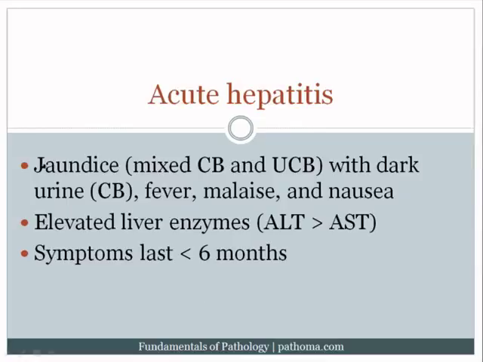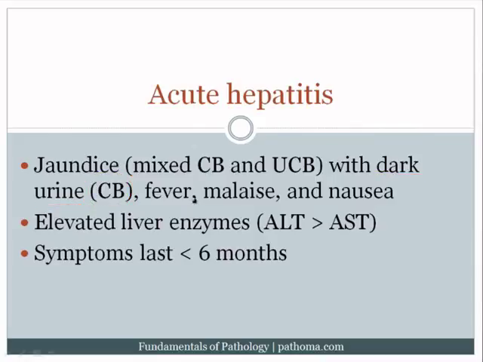Patients with acute hepatitis present with jaundice, and this is due to a mixed conjugated bilirubinemia and an unconjugated bilirubinemia. Now the conjugated bilirubinemia is due to the fact that you destroy bile ductules, and so some of the conjugated bilirubin leaks out. And the unconjugated bilirubinemia is due to the fact that you destroy hepatocytes, and so you decrease the conjugating ability of the liver. Now these patients will also have dark urine, and the reason they have dark urine is because the conjugated bilirubin is water soluble and will be filtered by the kidney into the urine.